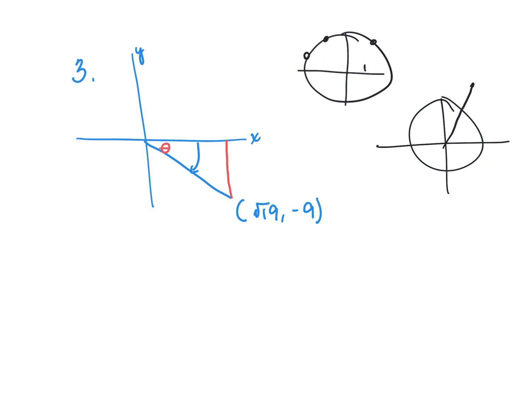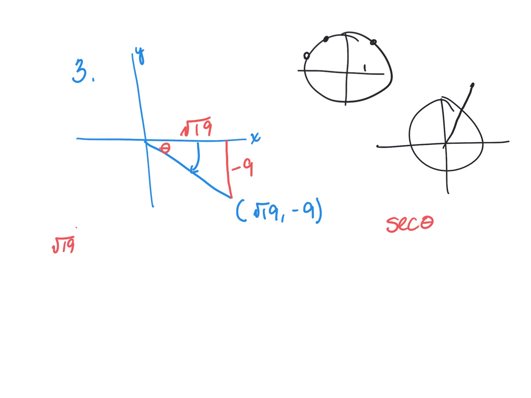And the point is root 19, so that's the x that goes here. And the negative 9 goes here because you go right root 19 and down 9. And they want secant of theta. So we know that secant of theta is the reciprocal of cosine of theta. So we know we're going to need the hypotenuse. So let's go ahead and do that.